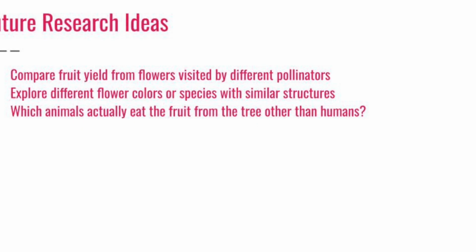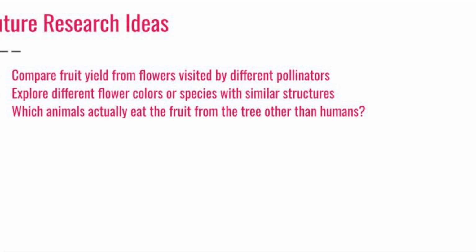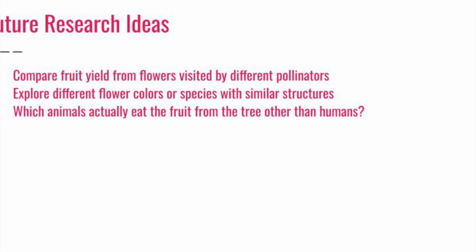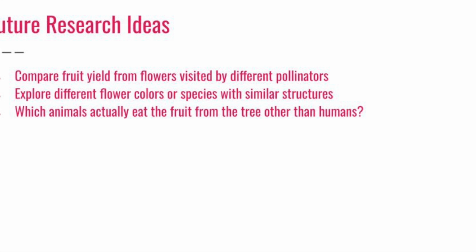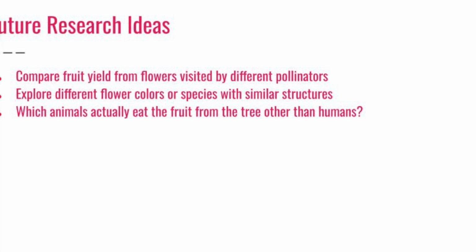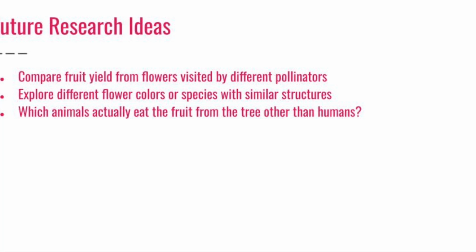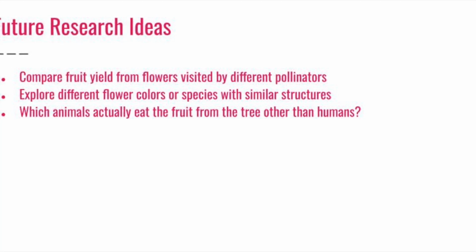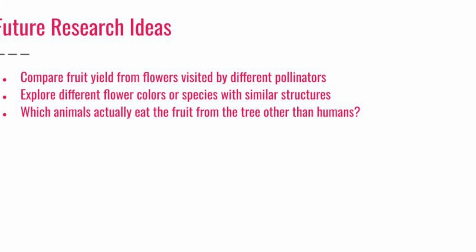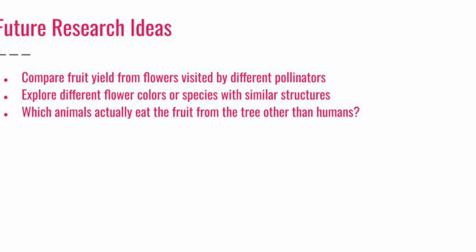While conducting my experiment, I thought of many different future research ideas along the same guidelines: comparing fruit yields from flowers visited by different pollinators, seeing which pollinators led to the most fruit yield, exploring different flower colors and species with similar structures, or maybe watching which animals actually eat the fruit from the tree other than humans. What I was saying earlier, in an urban environment, who knows what animals are feeding on these fruits and then leading to the dispersal of the seeds.